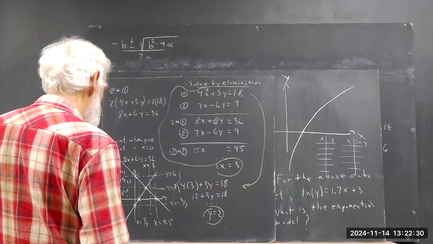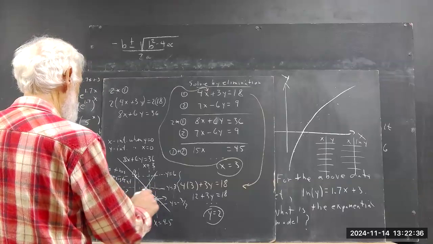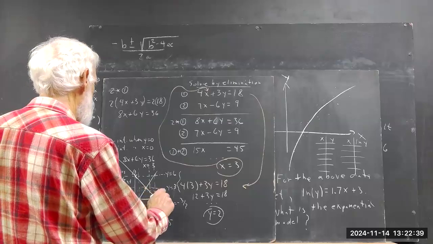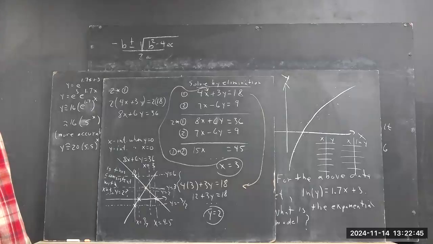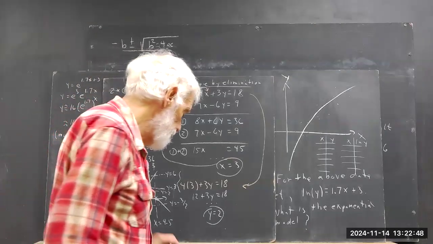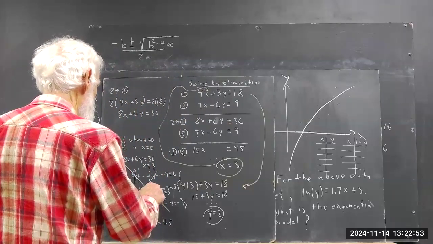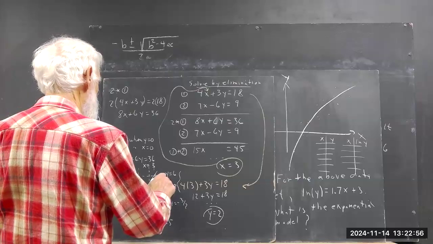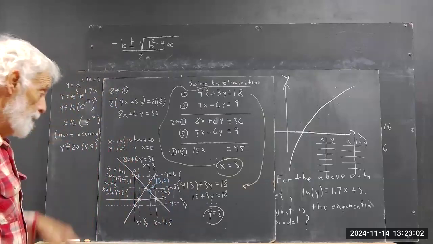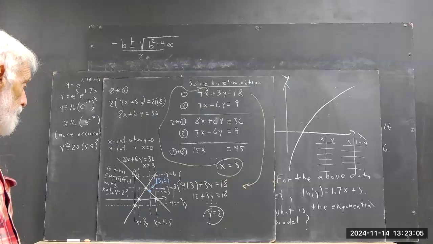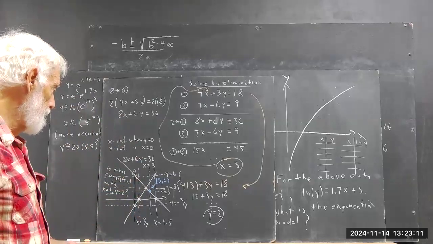So the point, and where's y equals 2? y equals 2 is about here. So the point where x equals 3 and y equals 2 is here. Okay, the points aren't the same. This one looks like about 2.5, 3 or something like that.